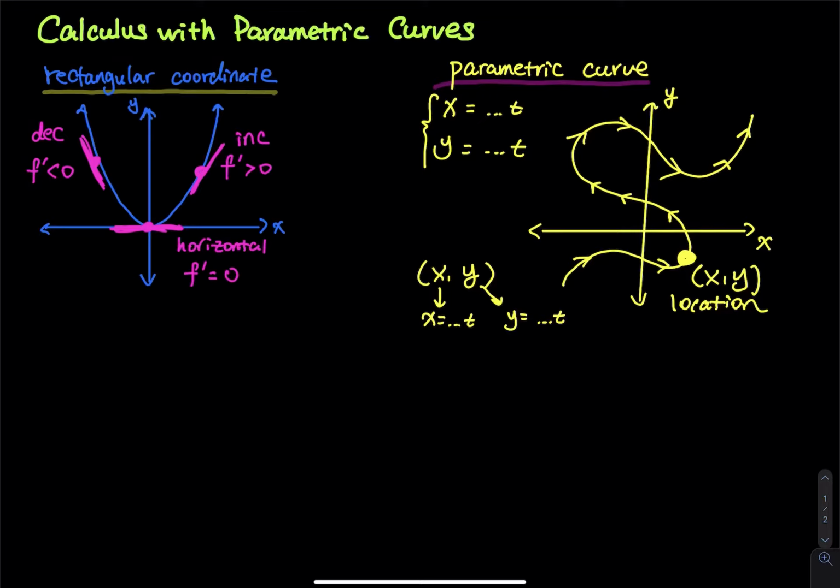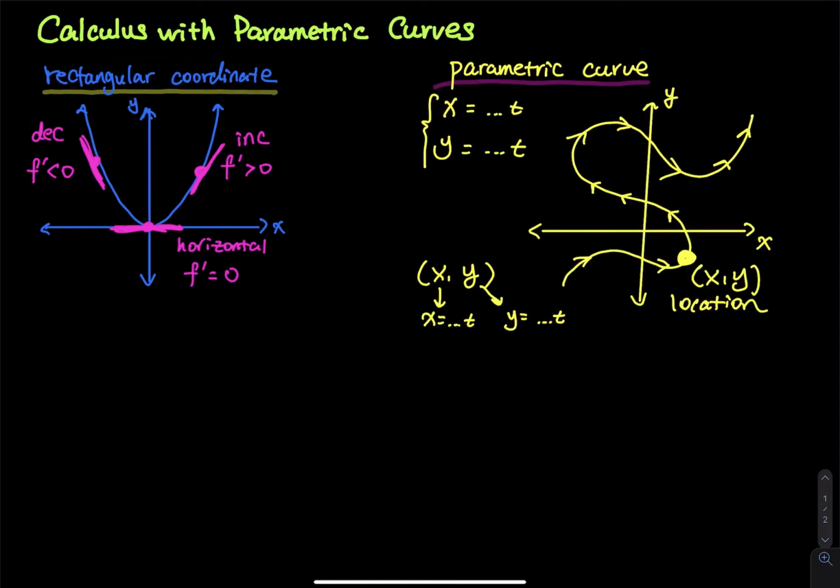So for rectangular coordinates, let's say we have a parabola. At the vertex we have a horizontal tangent line, so that means the first derivative is equal to 0. When x is less than 0, the tangent line is going downhill, so f prime of x is less than 0. When x is greater than 0, the tangent line is increasing, going uphill. At that point, f prime is greater than 0.